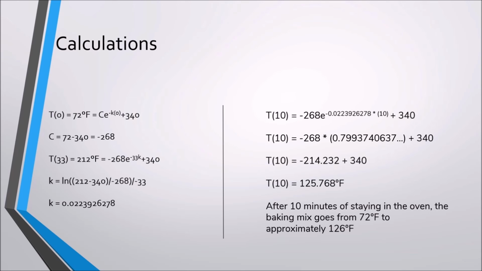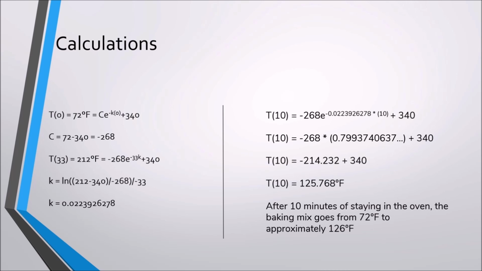To find k, we already were given a point, which is 33 and 212. So at time 33 minutes, you have 212 degrees Fahrenheit. When you plug this in, you get 212 degrees Fahrenheit is equal to negative 268, which is c, times e to the power of negative 33 times k, whole thing plus 340. Solving for k, you get natural log of (212 minus 340) divided by negative 268, and that entire thing divided by negative 33. Plugging into a calculator, you get 0.022392678.